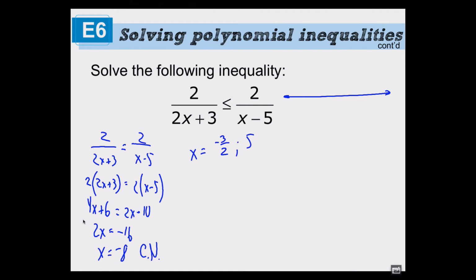When you're plotting the numbers on a number line, please plot them in the correct numerical order. Which number is all the way to the left? -8.